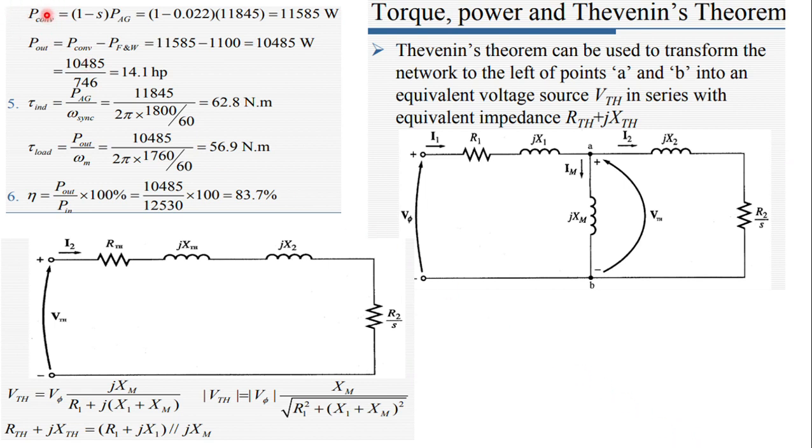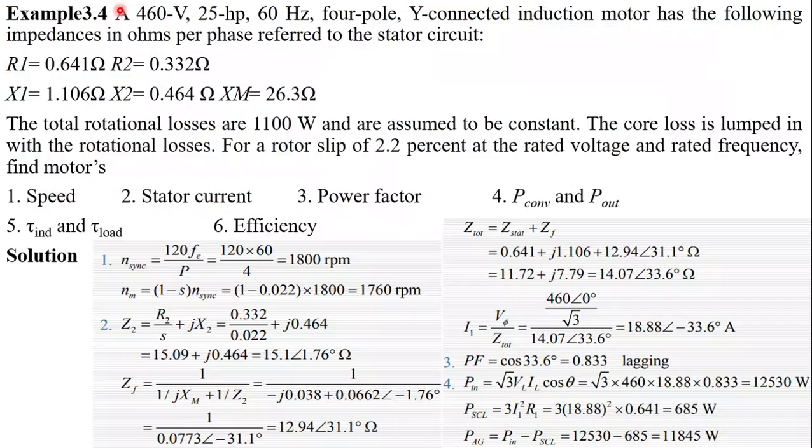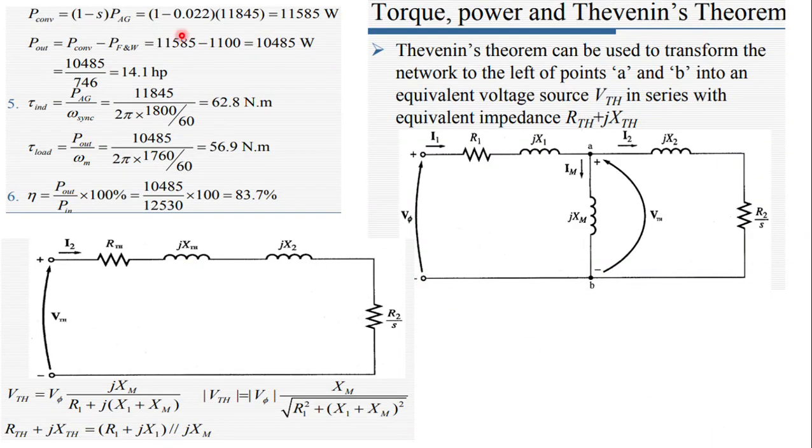After that, we can calculate the converted power. The power converted into mechanical is equal to 1 minus S, S means slip, it's already given 2.2%, times air gap power. The air gap power is already given here. So 1 minus S multiplied by this is the converted power. So by multiplying this value, we can get the converted power. Then after that, we can calculate the output power. Output power can be calculated as converted power minus friction plus windage losses.